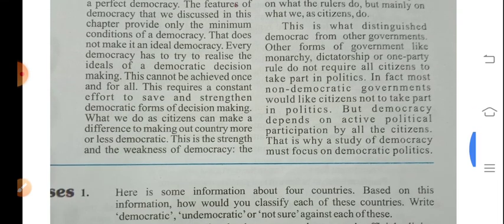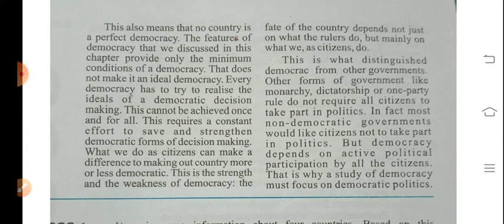So students, finally we are going to complete this chapter, and here we can also think that no country is perfect, and no country has a perfect democracy. The features of democracy we discussed in this chapter provide only the minimum conditions of democracy. That does not make it an ideal democracy, and every democracy has to try to realize the ideals of democratic decision making. This cannot be achieved once and for all. So this requires a constant effort to save and strengthen democratic forms of decision making. What we do as citizens can make a difference to making our country more or less democratic, and this is the strength and the weakness of democracy.